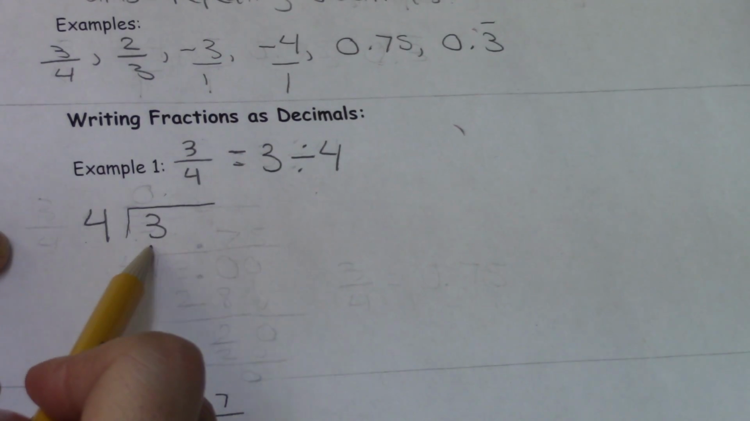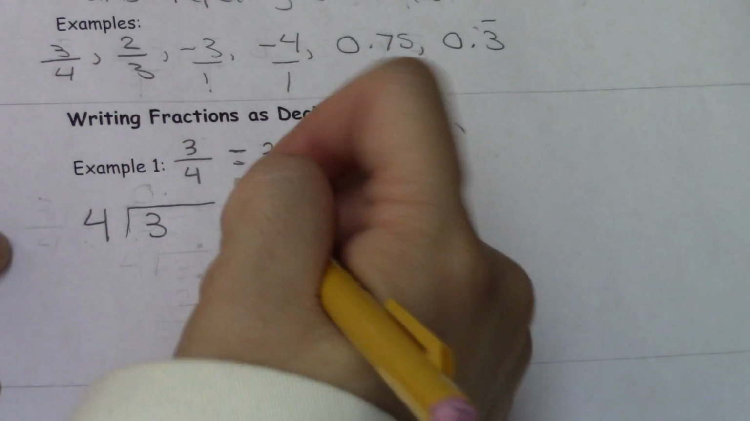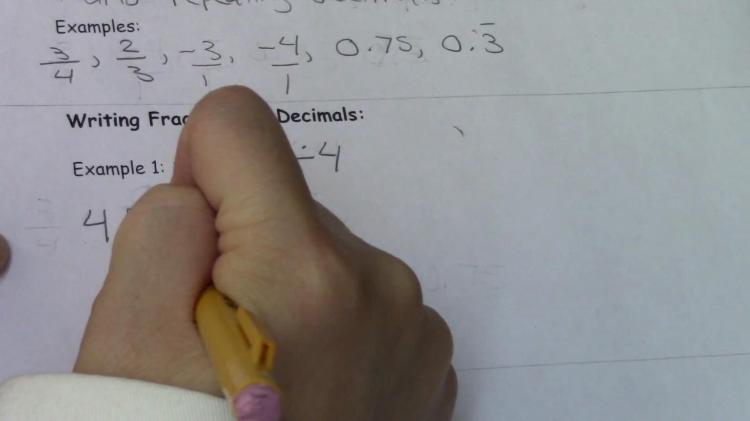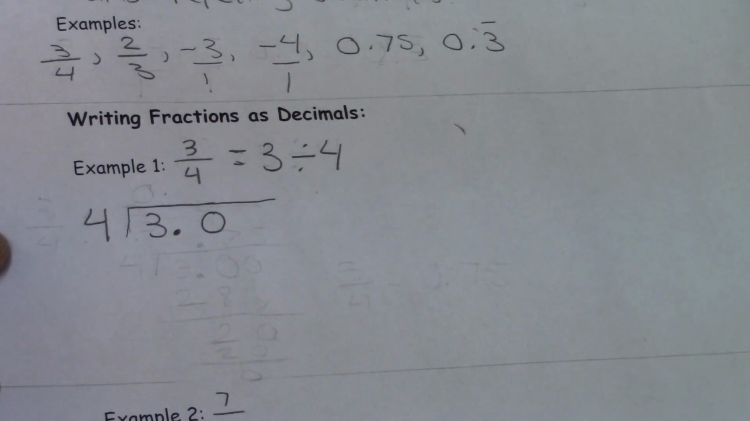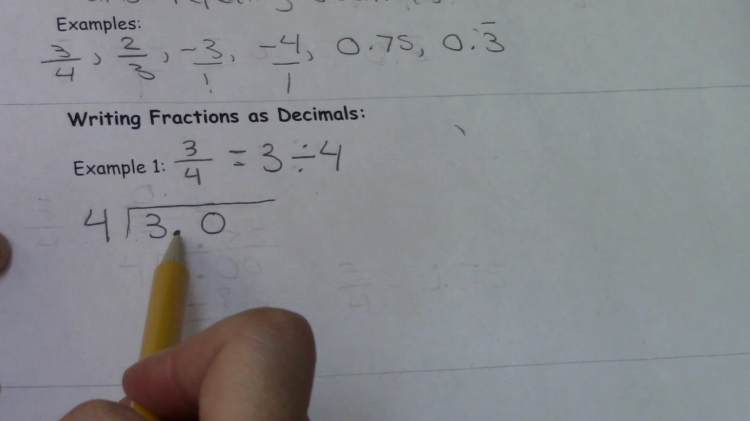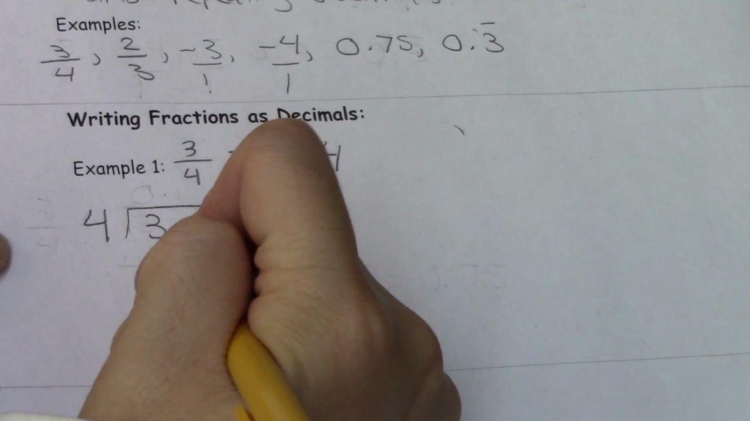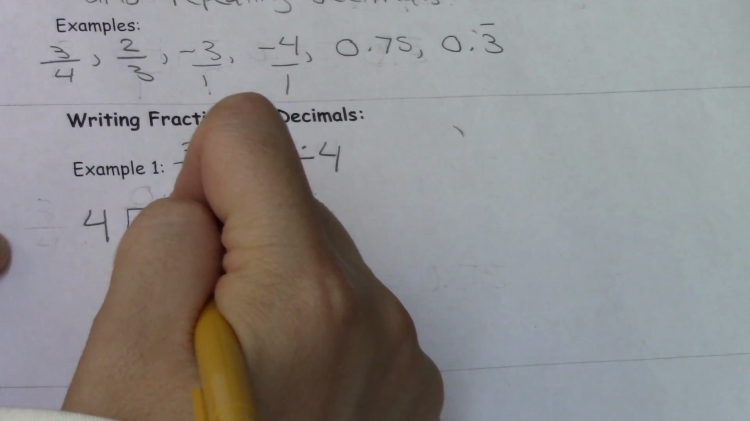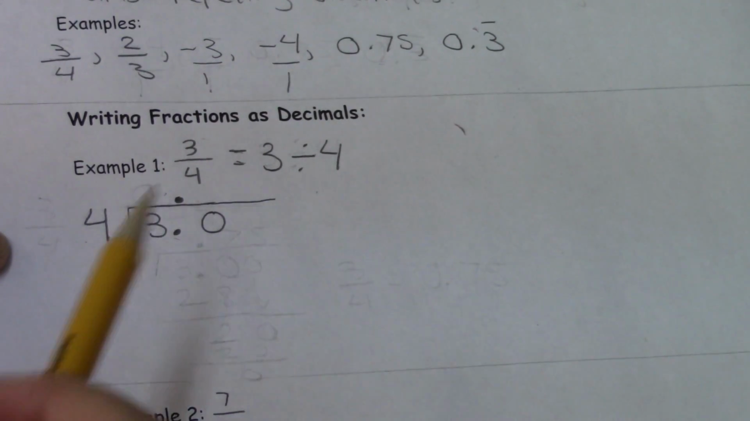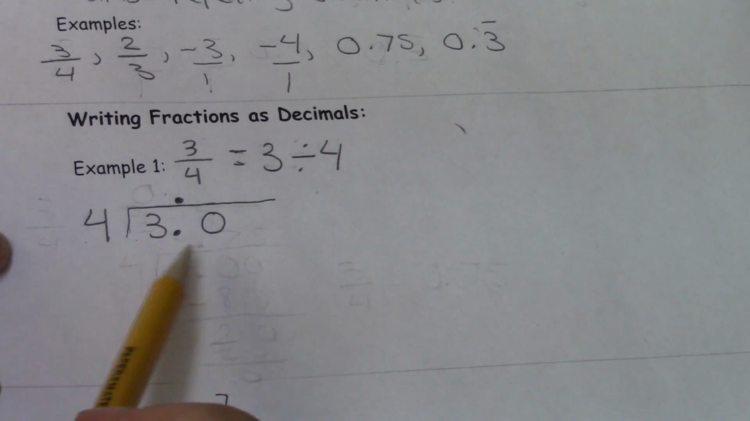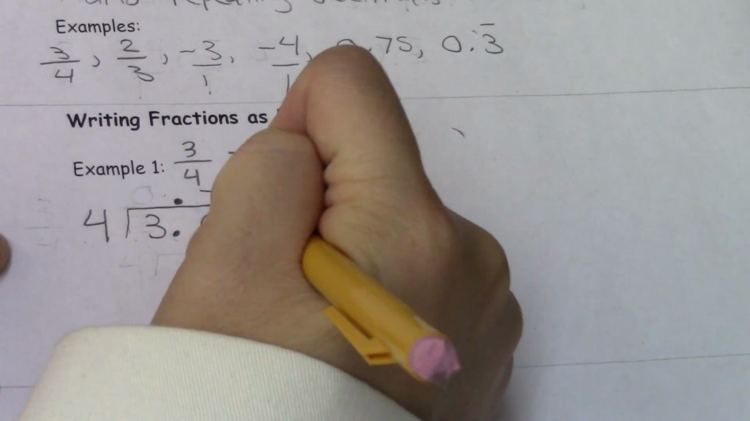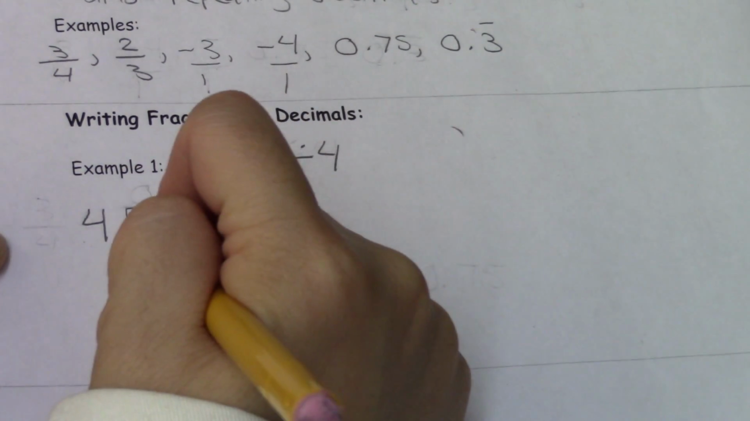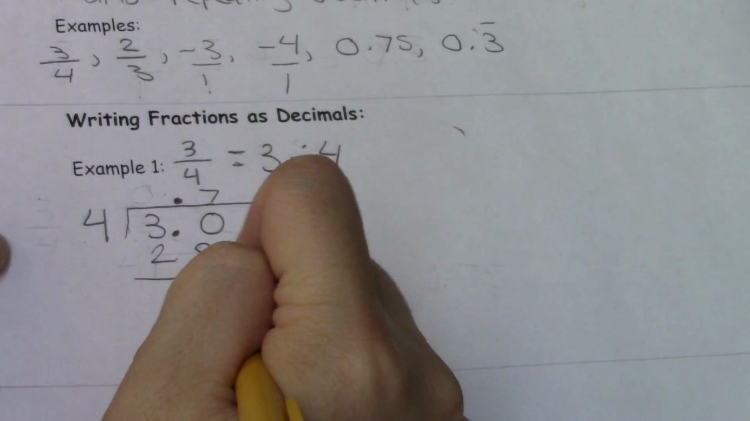Now, 4 does not go into 3. So I'm going to have to add a decimal and then a 0 after that decimal. If you remember your rules about dividing decimals, if you have a decimal right here, you have to raise the roof. So if I have a decimal down here, I have to bring the decimal straight up here as well. Now I'm doing 4 into 30. 4 goes into 30 7 times. 7 times 4 is 28. You get a remainder of 2.